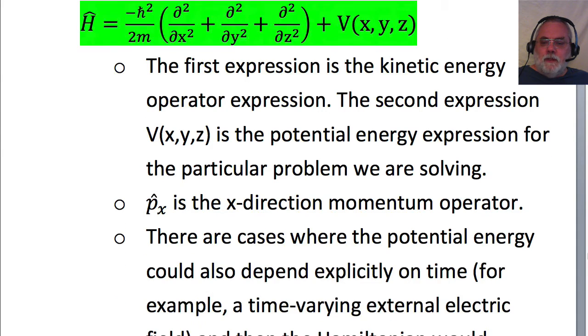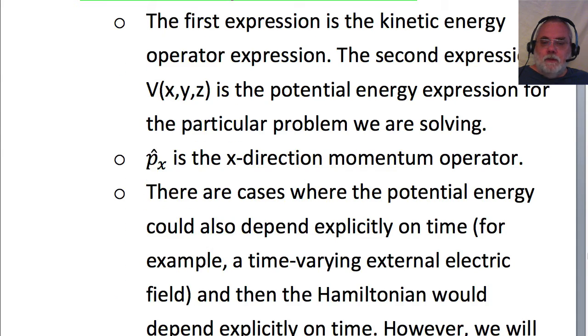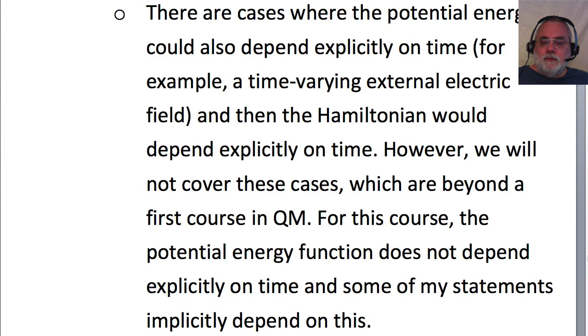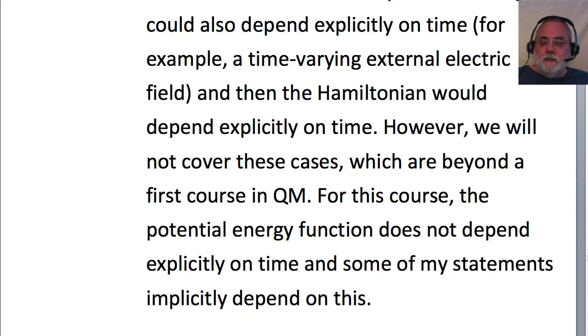There are cases where the potential energy could also depend explicitly on time. For example, a time-varying external electric field, and then the Hamiltonian would depend explicitly on time. However, we will not cover those cases, which are beyond a first course in quantum mechanics, much less this introduction. For this course, the potential energy function does not depend explicitly on time. However, some of my statements implicitly depend on this.